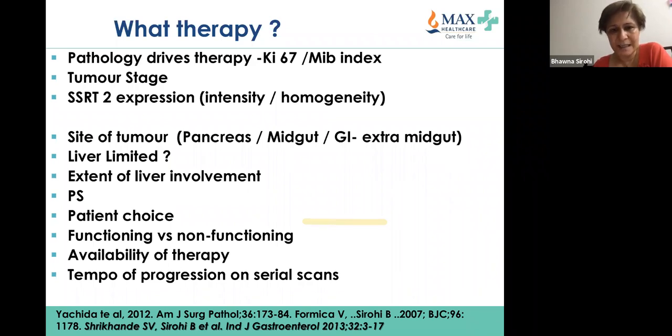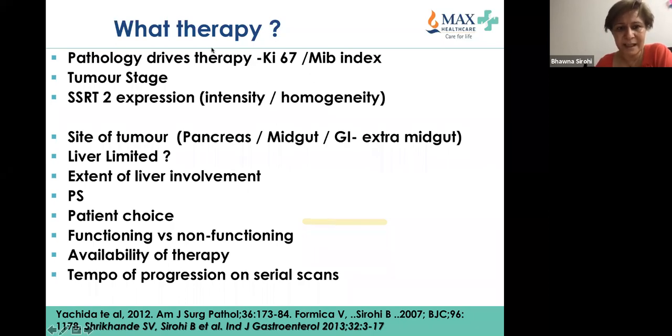The DOTA scan decides the treatment, the intensity and the homogeneity of the involvement. Site of tumor is very important. Also, a very important question when you have a patient sitting in front of you is whether the patient has liver-limited disease, which we do in colorectal cancer, because we know the 5-year survival can be as high as 40% or even higher in some patients. So very important to know, because you can, even in neuroendocrine, think about liver-directed therapies if the patient has liver-limited disease. The extent of liver involvement is very important.